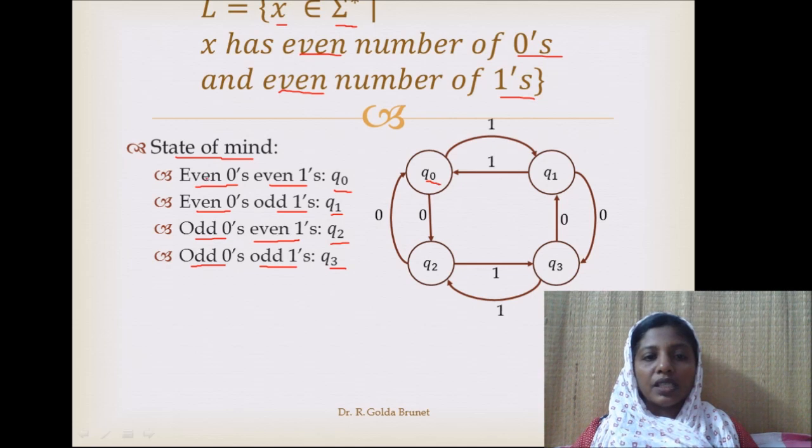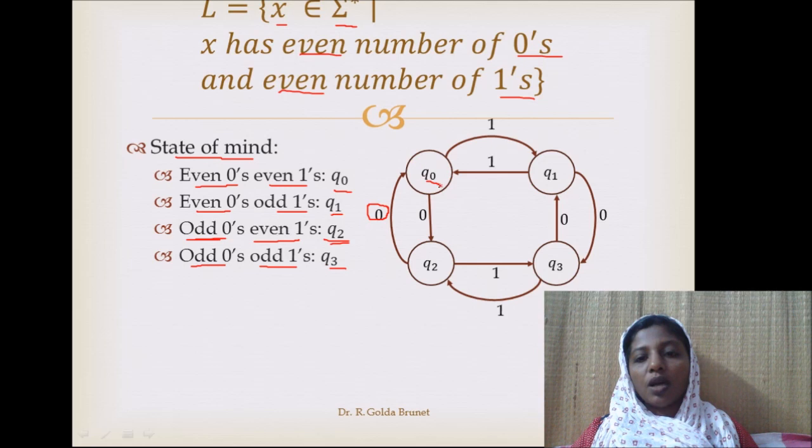From Q naught, which is even zeros and even ones, if I get a 0, that means from even zeros we are making odd zeros by accepting this 0, but the even number of ones remains the same. So we go to odd zeros and even ones, which is Q2. From Q2, if you get another zero, from odd zeros you make it even zeros, and even ones remain the same. So you go back to Q0.